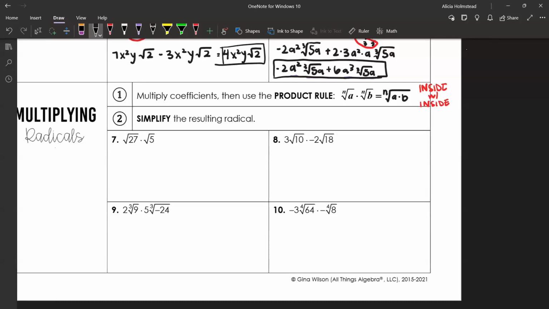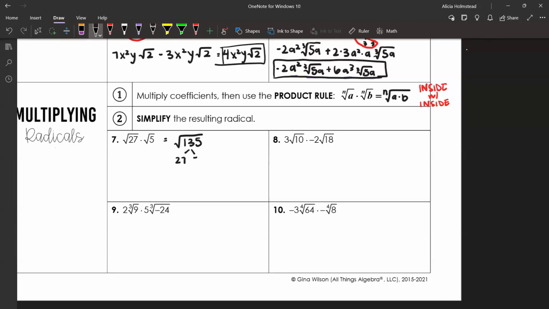So number 7, we have the square root of 27 times the square root of 5. And as we saw earlier, you can only combine them if they have the same index. These ones do have the same index, it's a 2, so we'll go ahead and just multiply their insides. 27 times 5 is 135, so this becomes the square root of 135. But that's not our final answer because we want to write it in the simplest form, so we'll just use our factor tree to simplify that.